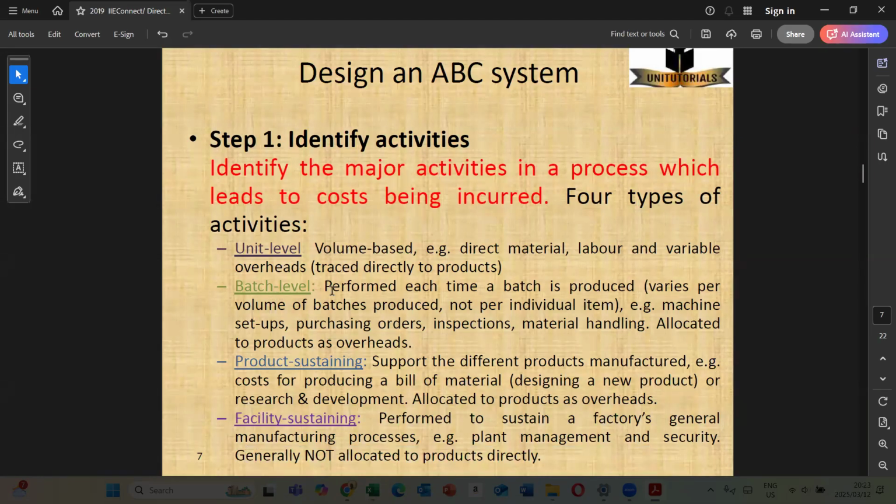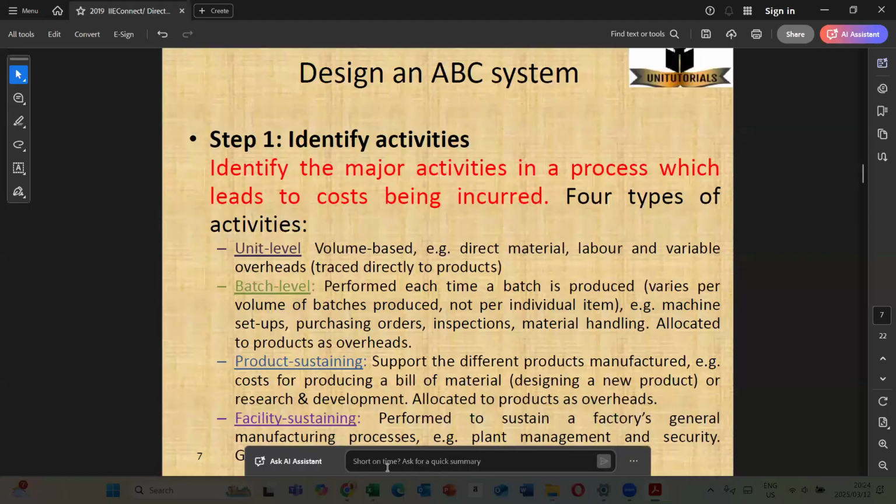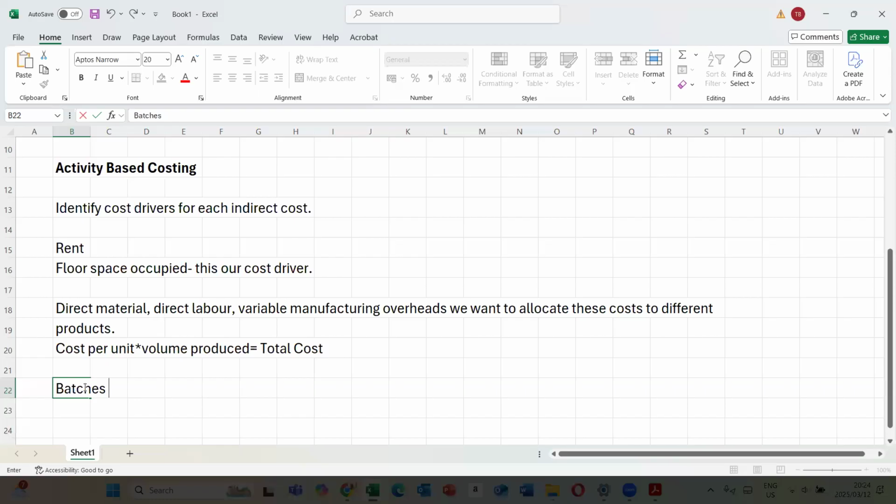Then we have batch level. Batch level is performed each time a batch is produced. It varies per volume of batches produced, not per individual item. For example, when you talk about batches, think about the making of bread. We can agree that when they're making bread, they put them in different batches. They have different pans that they use, and each pan probably can produce, let's say, 5,000 loaves of bread. So one batch of making bread is made up of 5,000 loaves of bread.